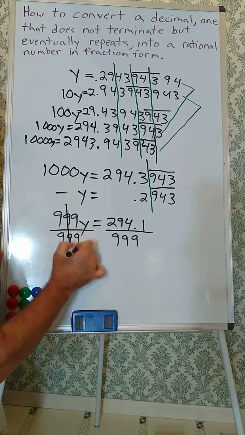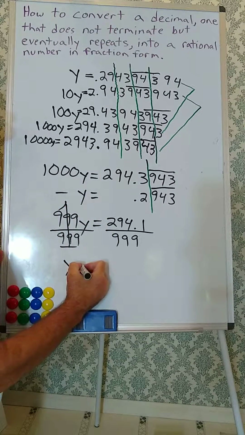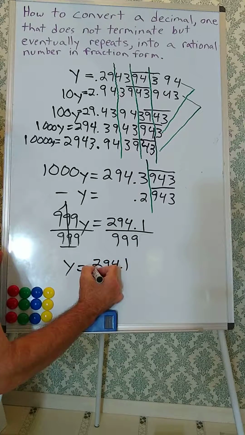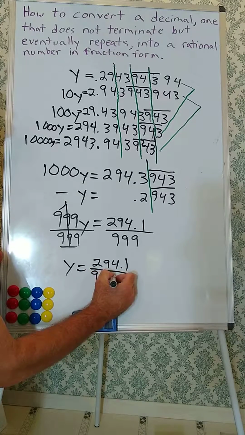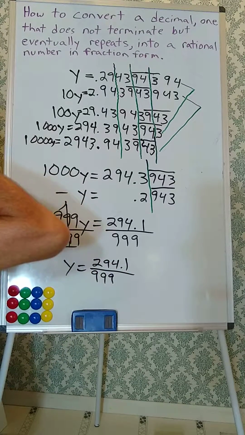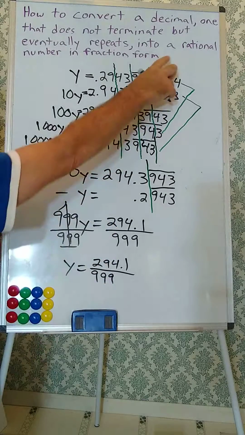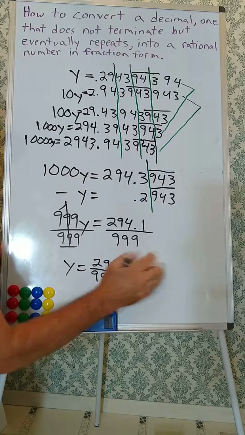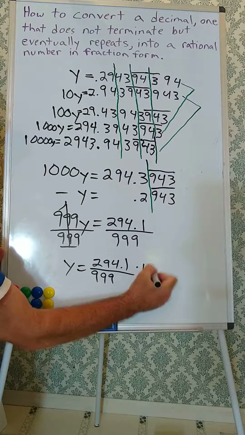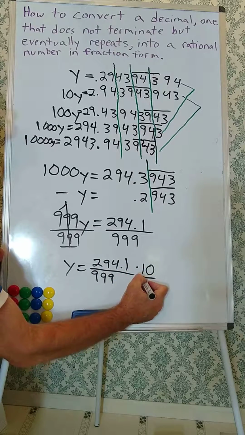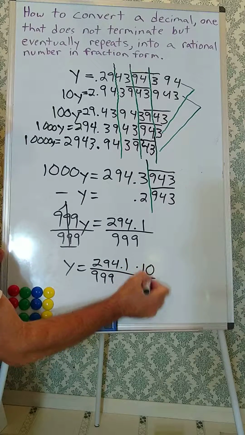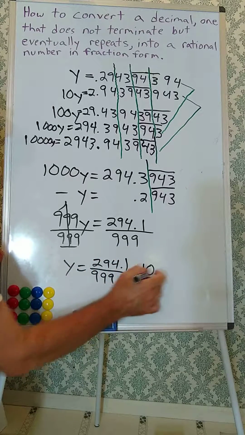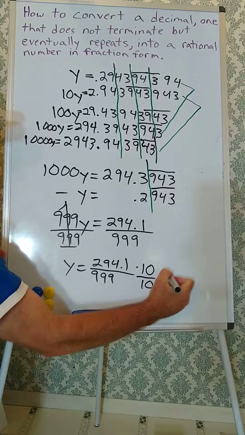So this is 1 in disguise. We have 1 times y, which is just y, and that's equal to 294 and 1/10 divided by 999. And we want to show this is a rational number in fraction form, so we want a ratio of 2 integers. Okay, this is not an integer, but if we multiply it by 10, it will be, and we really need to multiply by 10 over 10, which is 1 in disguise, and this value times 1 is going to be the same value.